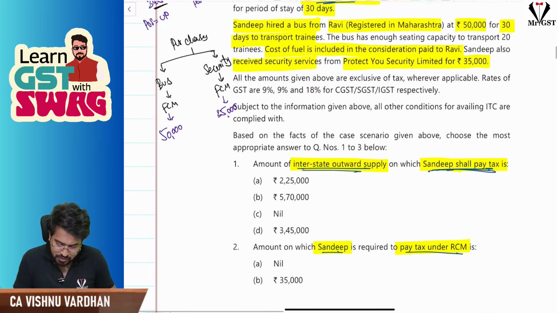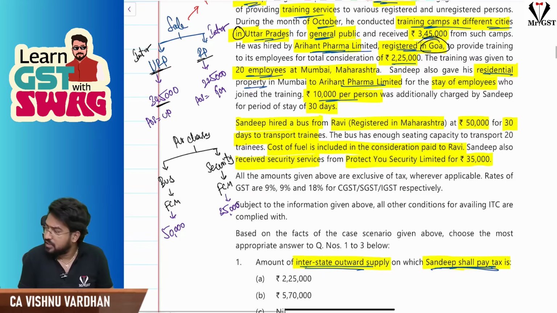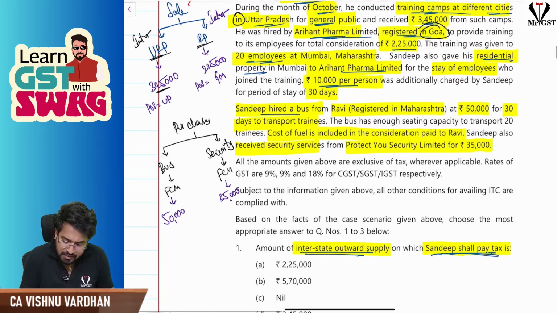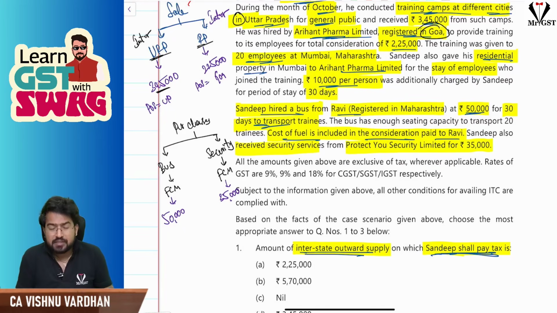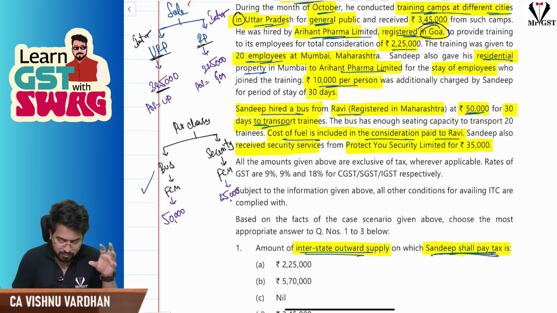they have asked you a question. So these are about the sales. So there are three sales here. We have discussed the three sales, and next they have given he has hired a bus from Ravi, 50,000 for transporting trainees 30 days. Cost of the fuel is included in that. See, renting the vehicle where cost of the fuel is included, RCM applies if it is provided by a non-body corporate to a body corporate. Here Ravi is giving it to Sandeep. Both are non-body corporate, so RCM will not come into picture. So the purchase of the renting services of the bus is FCM.